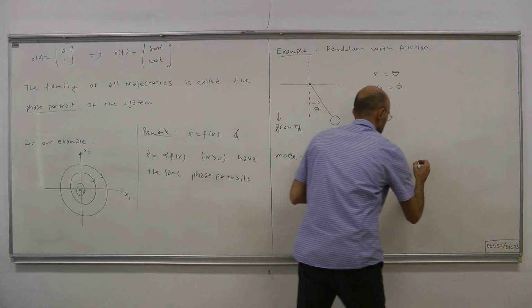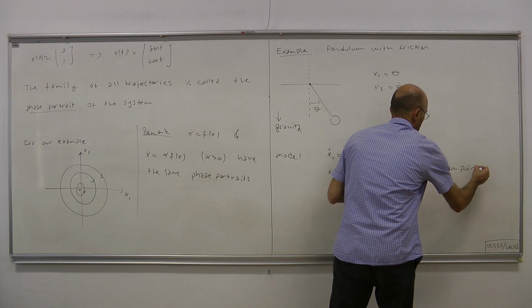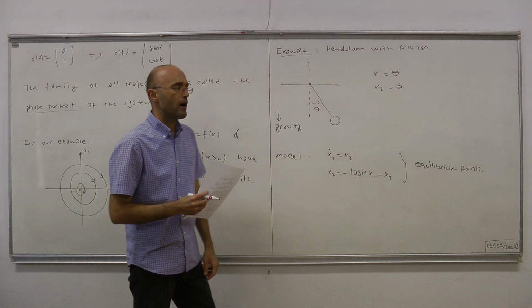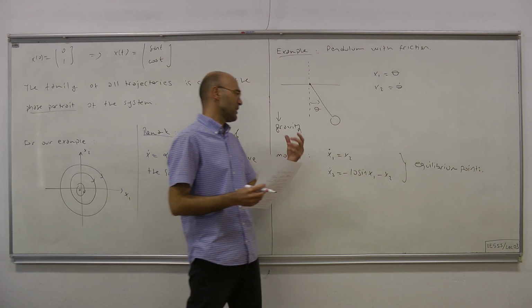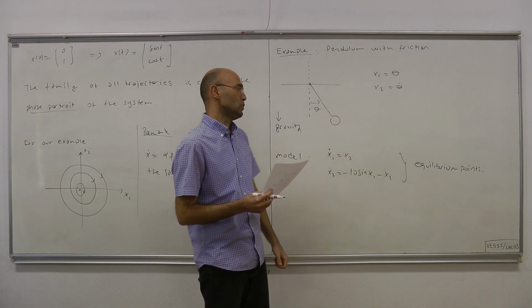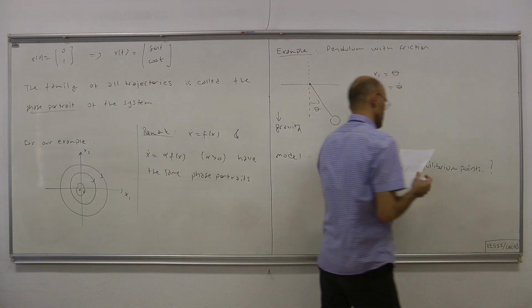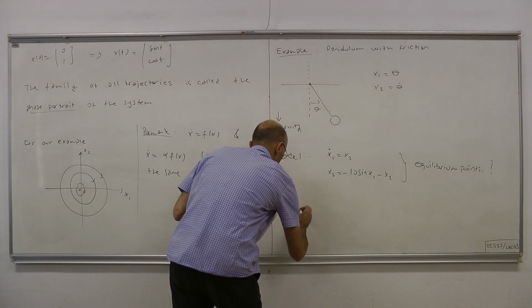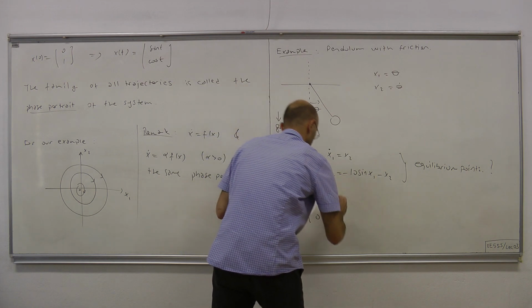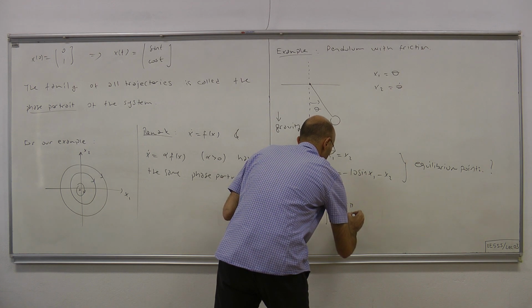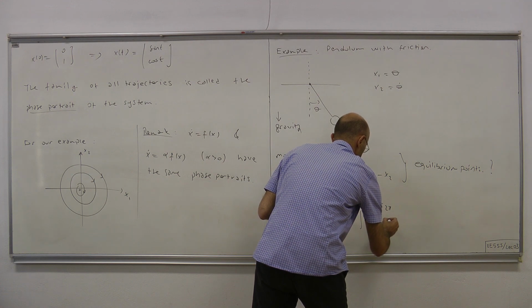Now, what are the equilibrium points? Recall how we figure out equilibrium points. We have x dot equals f of x. Equilibrium points are points that satisfy the equation f of x equals 0. In this case, we already talked about that in one of our previous lectures. It's (0, 0), (plus minus pi, 0), (plus minus 2 pi, 0).